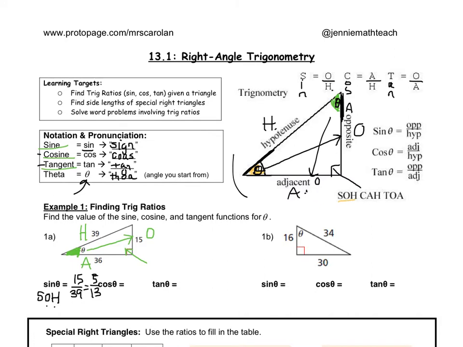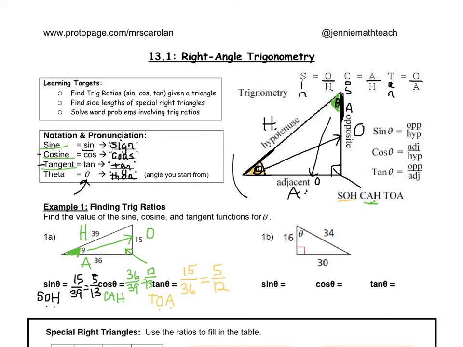Next we'll do cosine. For cosine, it's CAH according to SOHCAHTOA, and so we need the adjacent, 36 over the hypotenuse, which is 39. And when we reduce that, we can divide them both by 3. We get 12 over 13. Last, we have tangent. Tangent is TOA, so we need the opposite and the adjacent. So 15 over 36. And that reduces to, you can divide them both by 3. So 5/12.